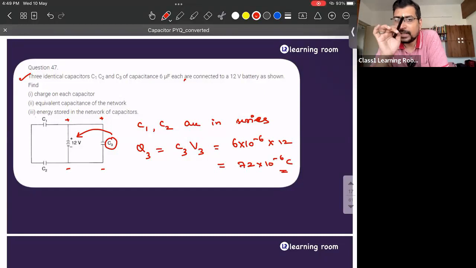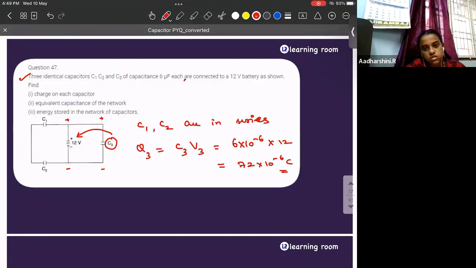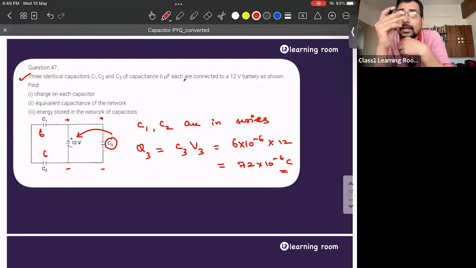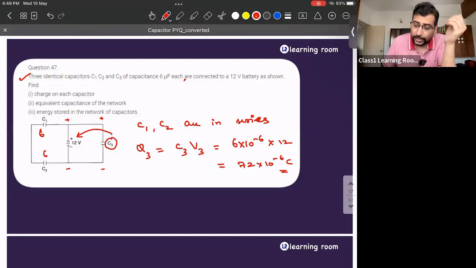Whereas for C1 and C2, if you observe, the 12 volt gets broken into two parts. How much will the value be? 6. So it will be 6 here and 6 here. Based on that, calculate Q1 and Q2 and tell me.